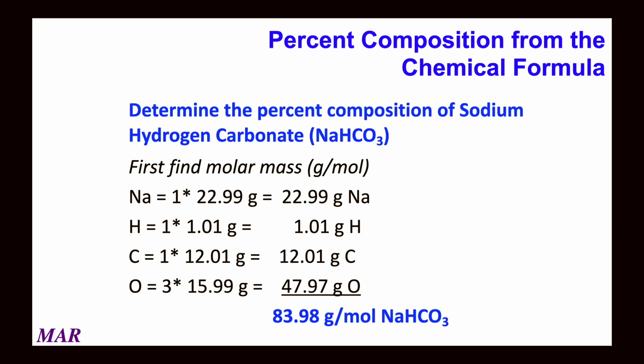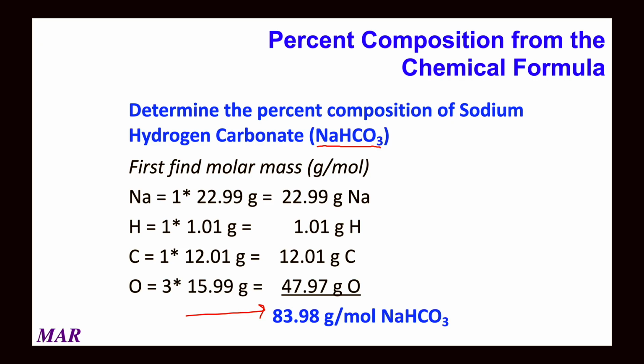Let's find the percent composition, or percent by mass, for sodium hydrogen carbonate. And what this means is we want to find the percent of all the elements. Now, sodium hydrogen carbonate is NaHCO3. So there's 4 elements. And the first thing we've got to do is find the molar mass. So I did that part here for you. I added up the sodium, the hydrogen, the carbon, and the oxygen. And when you add those together, 83.98 is the molar mass.